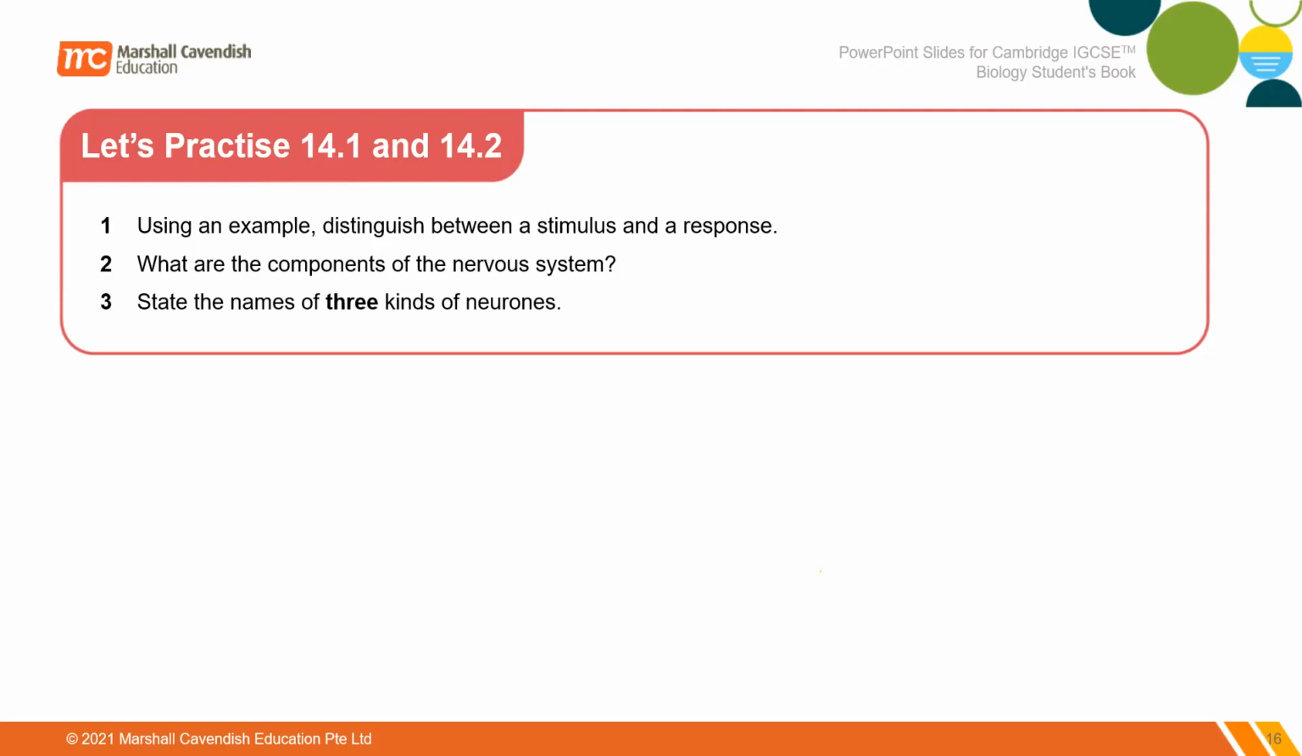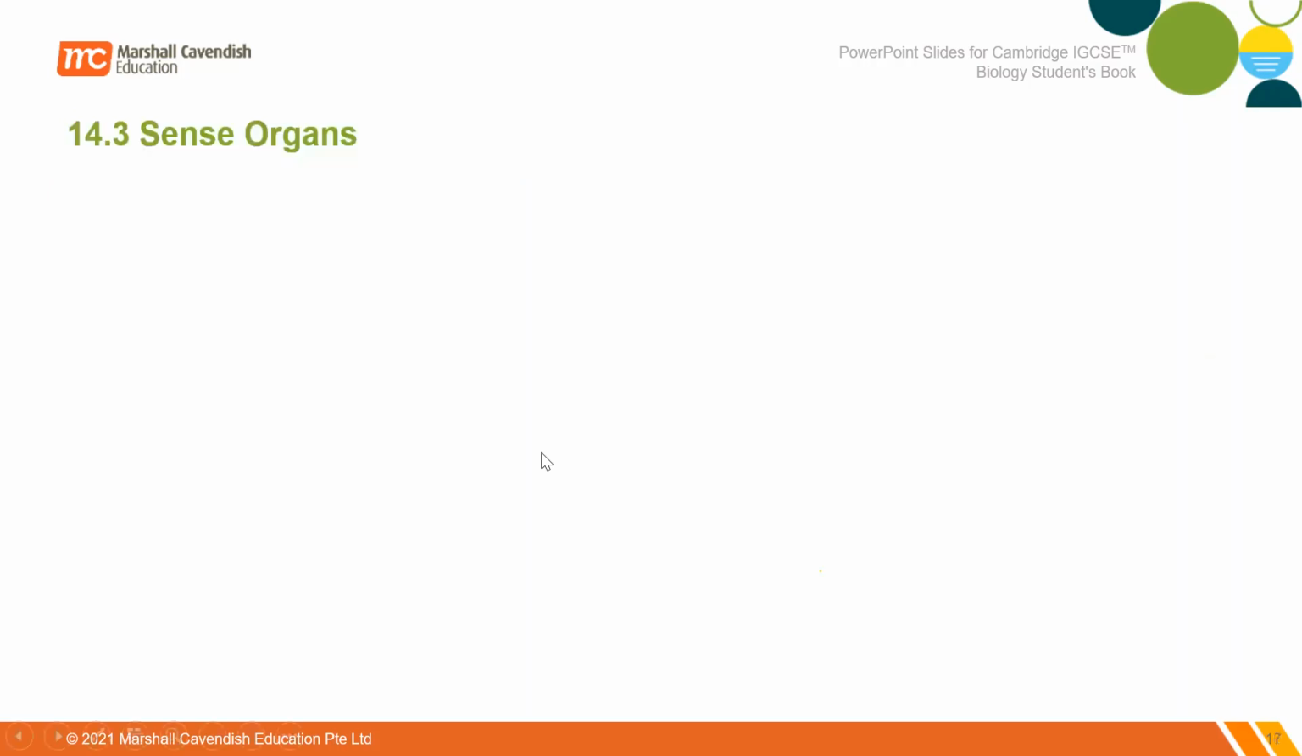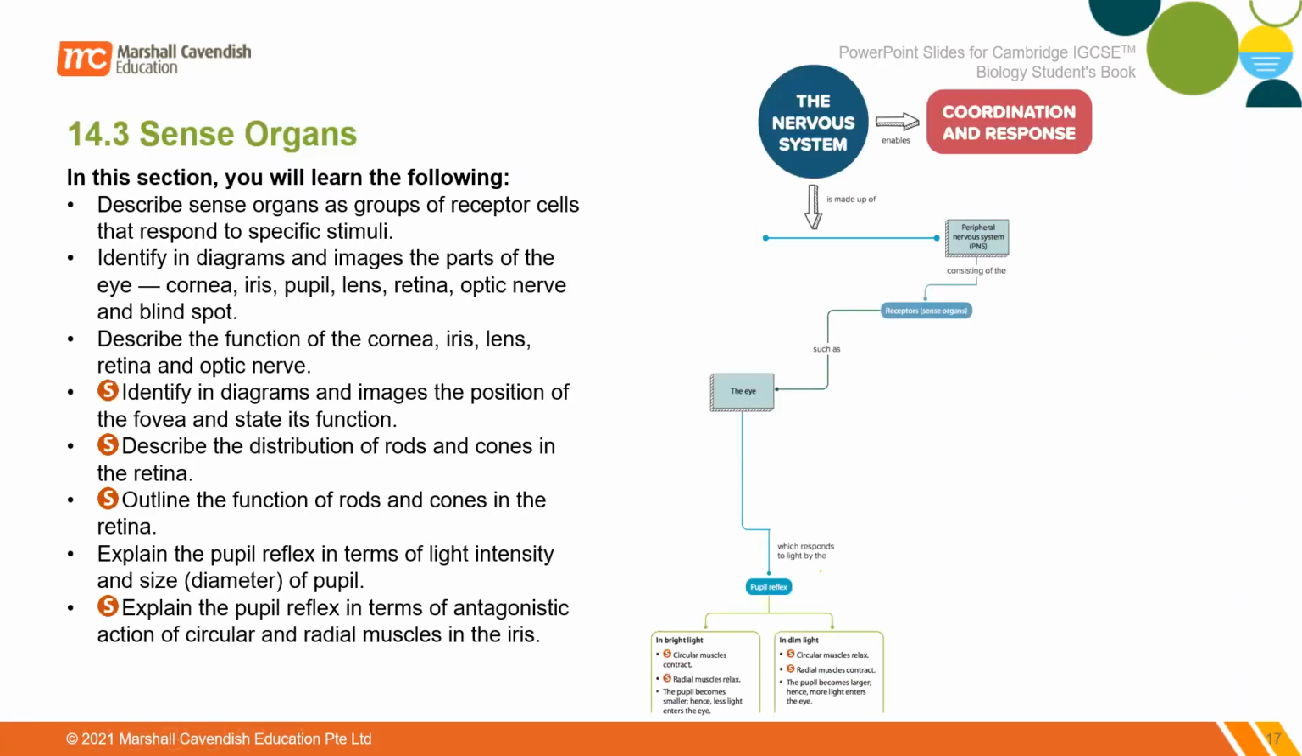Okay? So, Daniel, state the names of 3 kinds of neurons. What are the names? Sensory neuron. Perfect. And? Sensory neuron. Yes. Motor neuron. Yes. Relay. Relay neuron. Perfect. Okay.